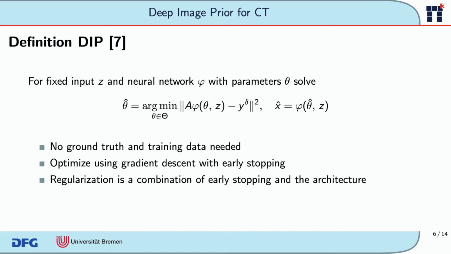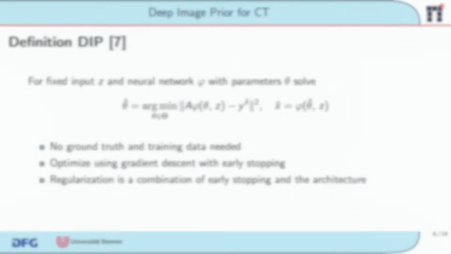You can optimize the above problem using gradient descent or even methods of higher order, but the important step is to use early stopping. This acts as a kind of regularization, and another kind of regularization comes from the architecture itself, which are often convolutional neural networks.